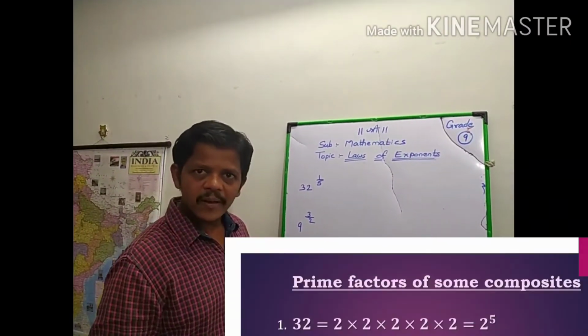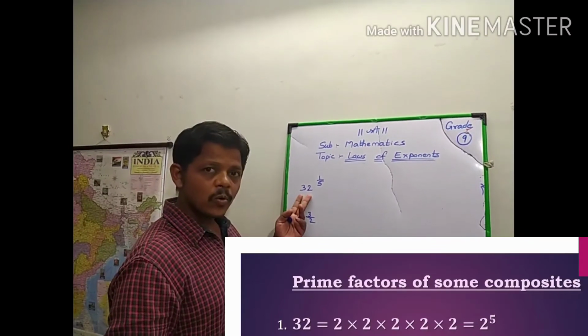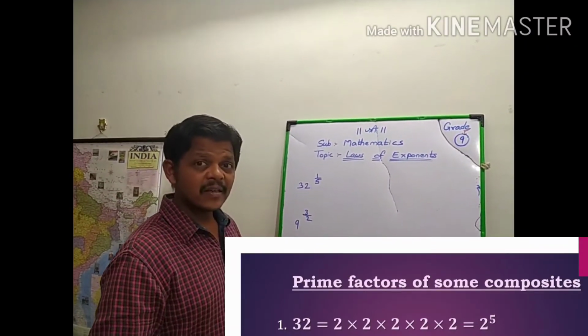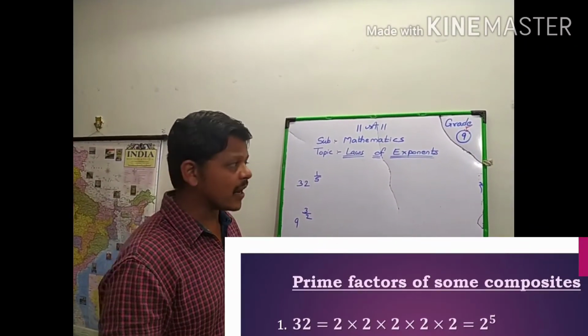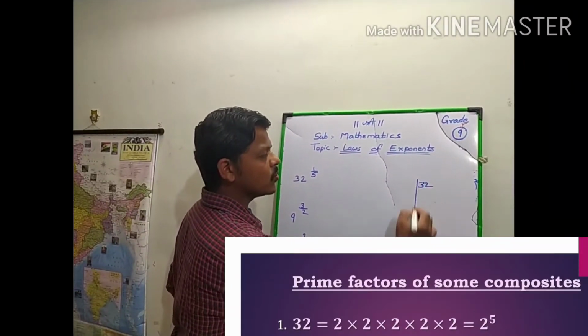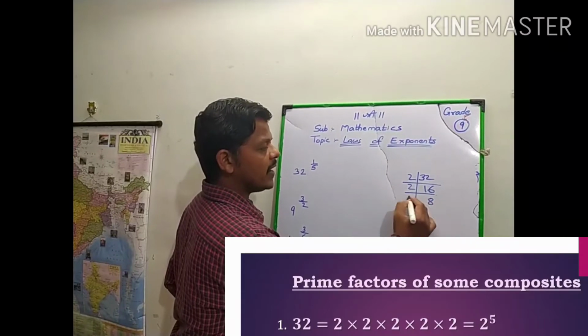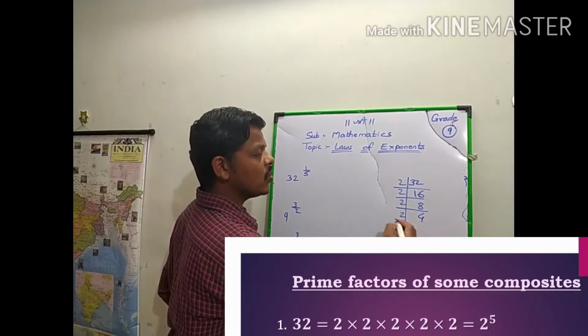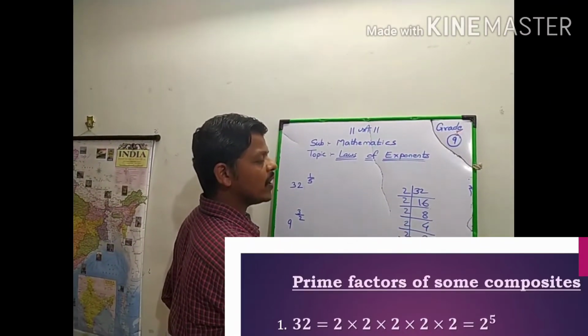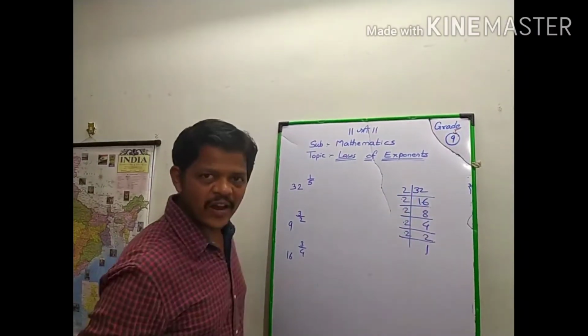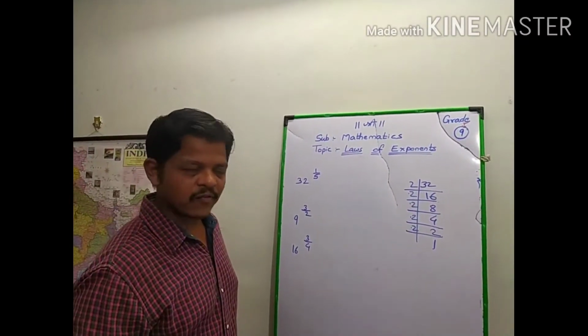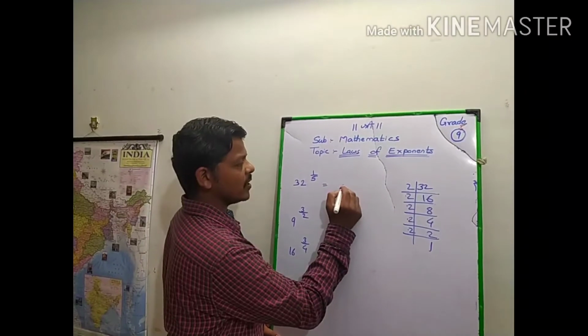What you are going to do, children, is that these bases, you will try to express them in terms of exponents. 32, prime factorization, what is it? 2 raised to power 5. You check it out. You prime factorize 32. 2, 16, 2, 8, 2, 4, 2, 2 and 2, 1. 1, 2, 3, 4 and 5. So 2 raised to 5, 2 taken 5 times.